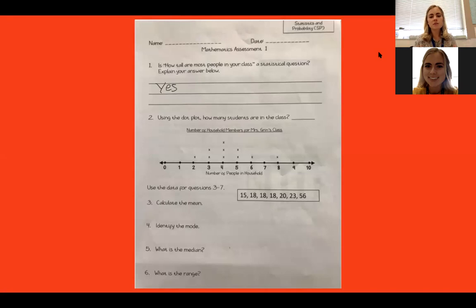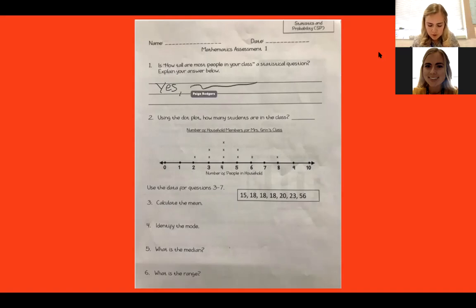It would not be a statistical question if it just said, how tall is this specific person in your class? Then that would just give you one answer, and that would not be a statistical question. But since you get multiple answers, that gives you variability, so it is. So make sure you explain.